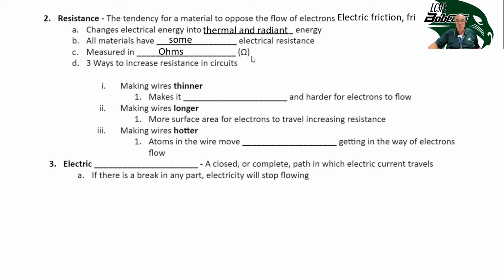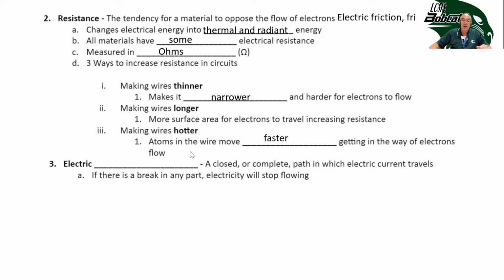So sometimes you see this little Greek letter in the back of things when you look at them, and it tells how much resistance is in it. Okay. Making wires thin makes it narrow and harder for the electrons to flow, so they have more resistance. Making the wires longer, there's more surface area for the electrons to travel, and that increases resistance.